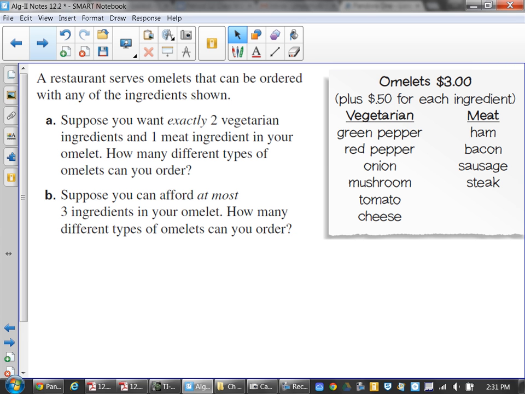Whereas the second one, yeah, why are they called vegetarian if you can get meat with them? Why don't you just call them vegetarian options? Okay.